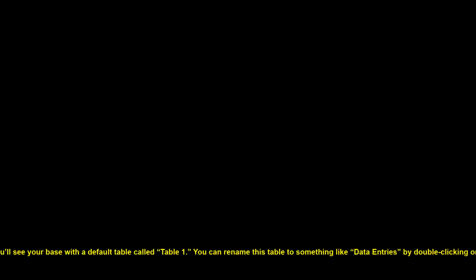Name your base something relevant, such as Data Entry System. Now, click on the base to open it up. Inside, you'll see your base with a default table called Table 1. You can rename this table to something like Data Entries by double-clicking.